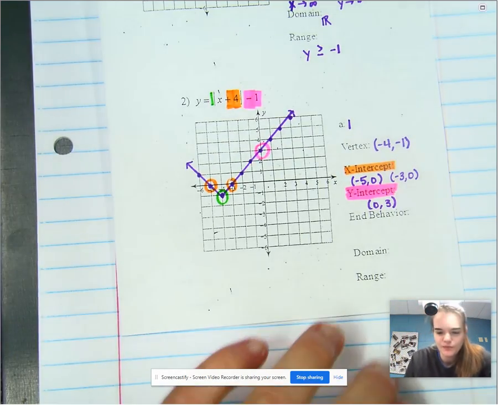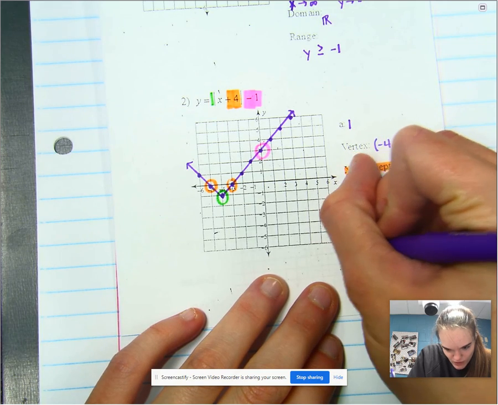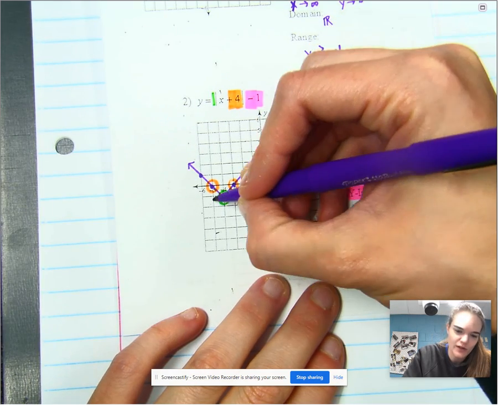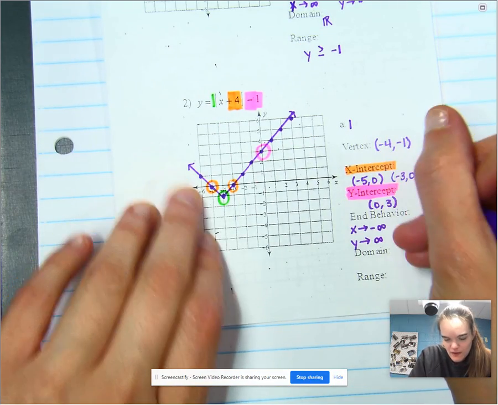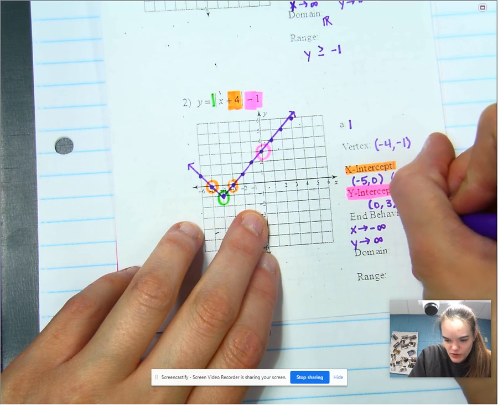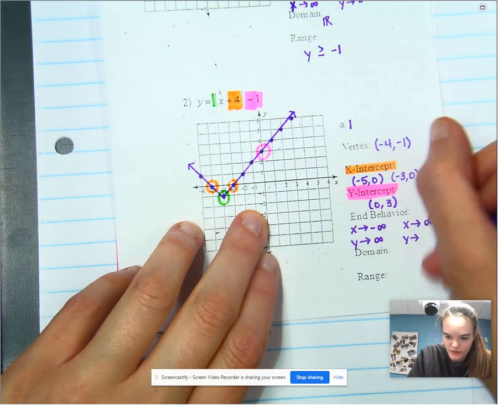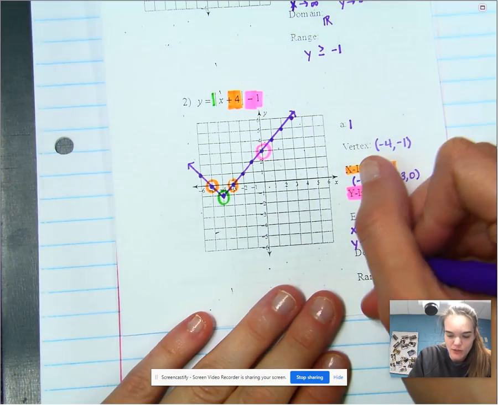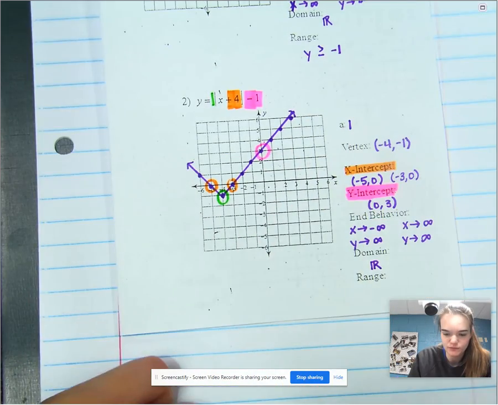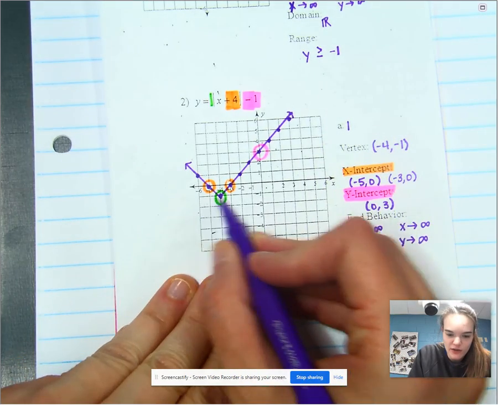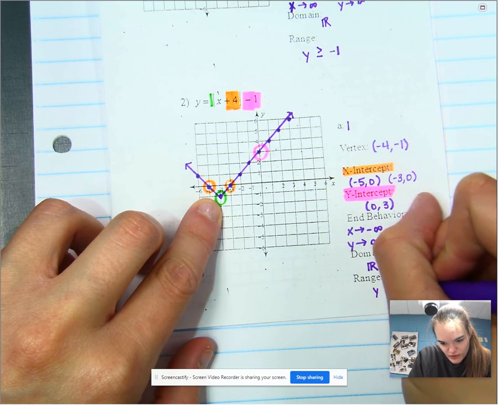All right. In behavior, when x is approaching negative infinity, y is approaching, well, on this side over here, y is pointing up, so infinity. When x approaches infinity, y approaches infinity. Okay, domain is still all real numbers because it points in both directions forever. Range. This does not start until -1, so y is greater than or equal to -1.